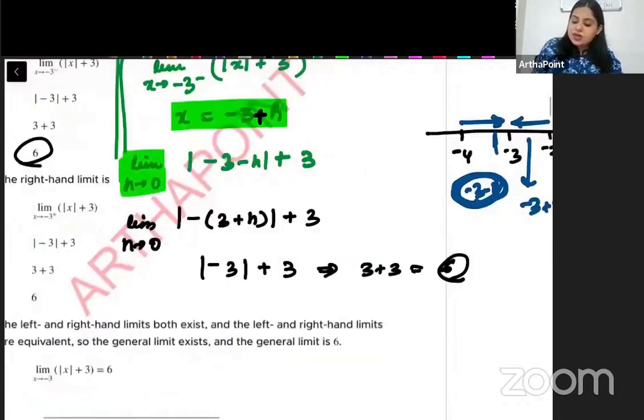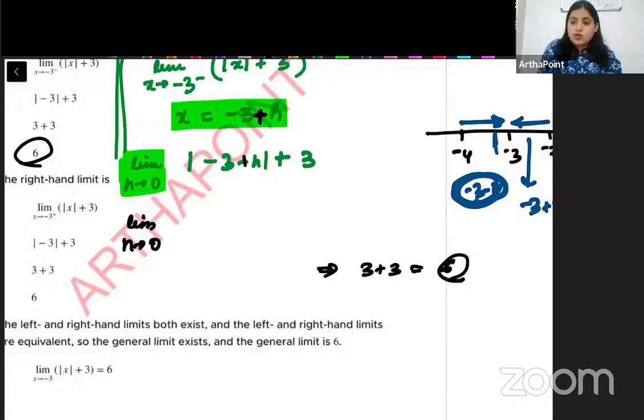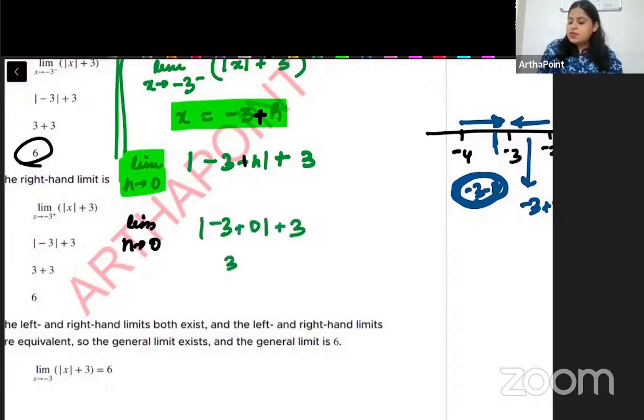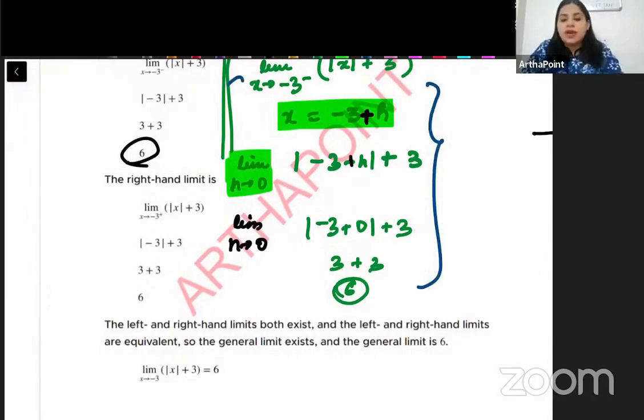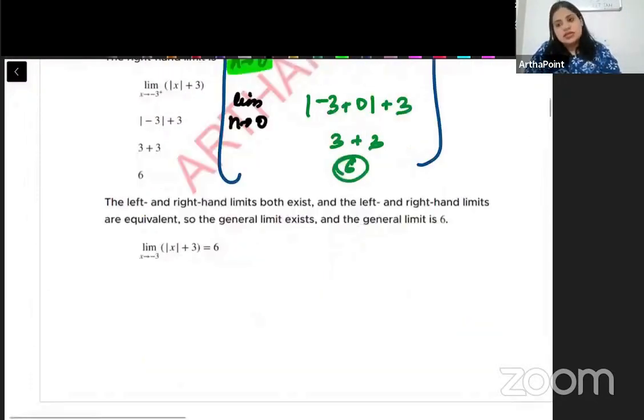So this is what I can do now. I can just add something to -3, h tends to 0. Because h is very, very close to 0, you will be very close to -3. So you will get -3 plus 0 plus 3, 3 plus 3, 6. So the answer to this question will be 6. Whether I start from the left-hand side or the right-hand side, we always go towards 6, right? So therefore, we can say that the limit of the function is 6.